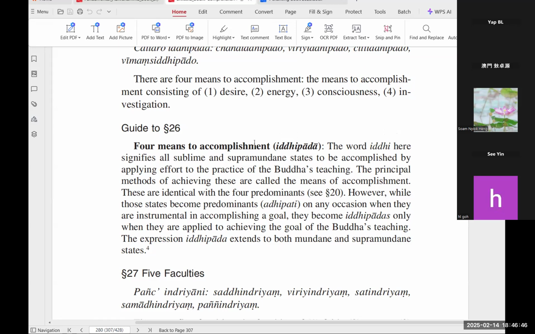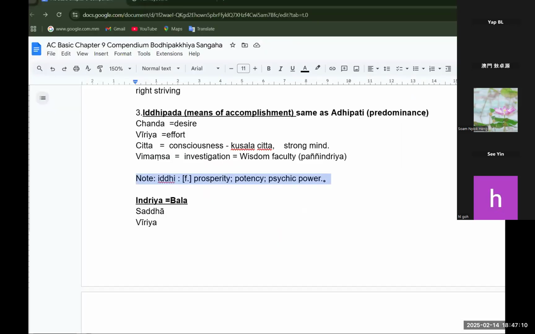Okay, thank you. This is the explanation on iddhipada. Iddhi means all the sublime and supramundane. Sublime here refers to the more normal, like you can also refer to jhana here. Supramundane means the magga and phala. So they are the same as the four predominants. In ultimate sense they will be just four: chanda, viriya, chitta, vimansa. So it's the same as adhipati. That's how you learn: you learn the new things and you connect with the old things.